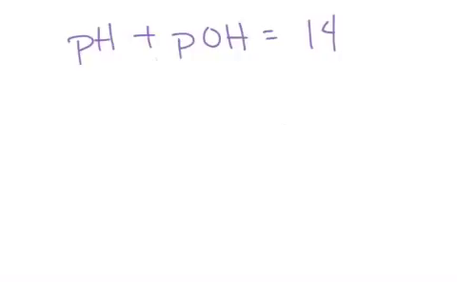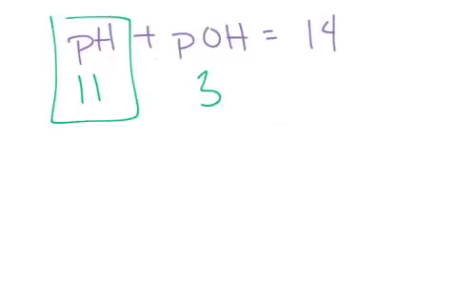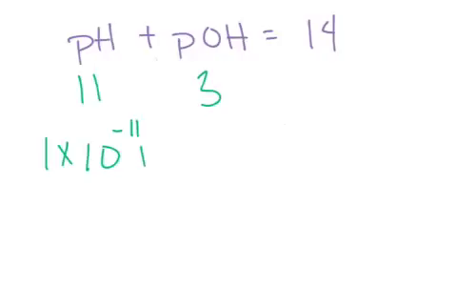So let's say you know that your pOH is 3. What that means is that your pH, if they add up to be 14, must be 11. If you're asked whether this solution is an acid or a base, you can either just look at the pH scale, where you've learned less than 7 means an acid and more than 7 means a base, or you can understand what these numbers mean. 11 means 1 times 10 to the negative 11 molar. 3 means 1 times 10 to the negative 3 molar.